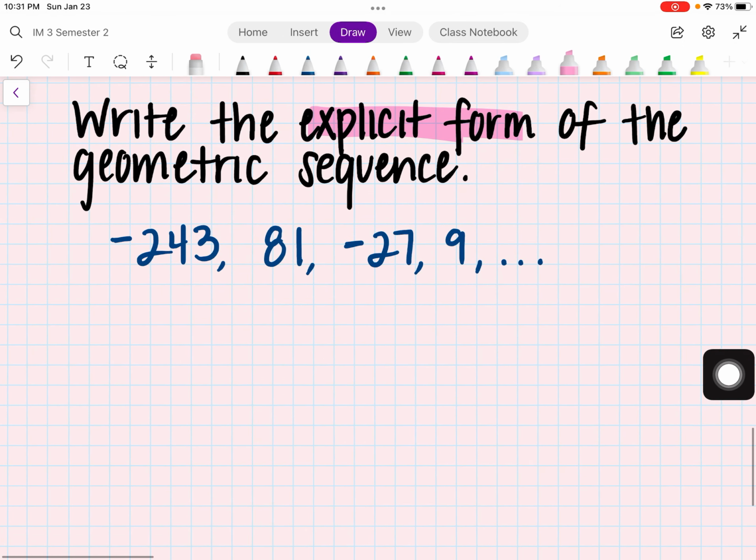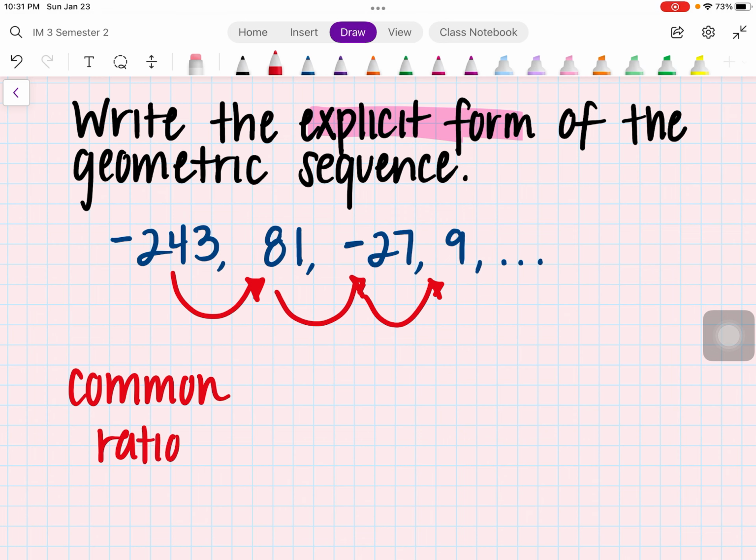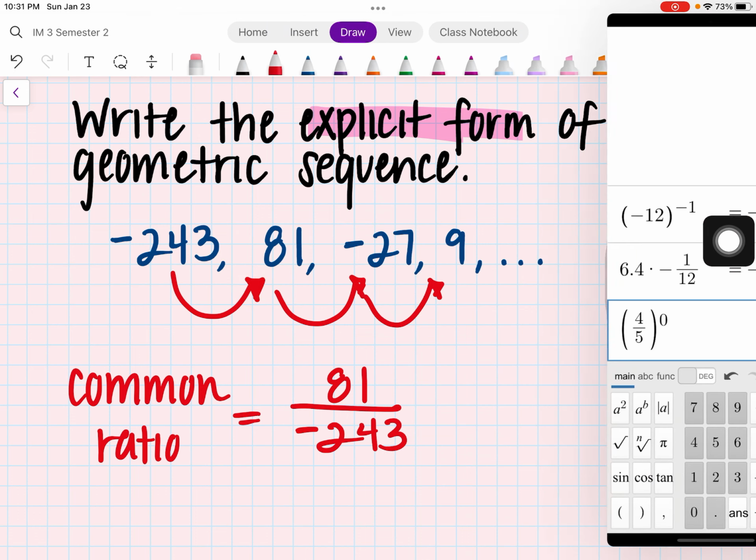Now, in this case, we want to go ahead and see how we're going from one term to the next to the next. Now, guys, if we see that our numbers are actually decreasing, we're most likely multiplying by a fraction or dividing. So in order for us to find the common ratio here, we're going to go ahead and divide the second term by the first. So I should be doing 81 divided by negative 243. Or I could also do negative 27 divided by 81 or 9 divided by negative 27.